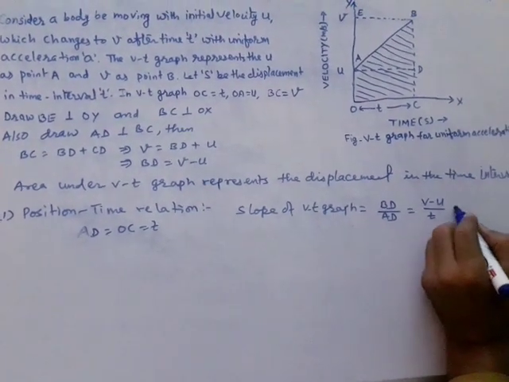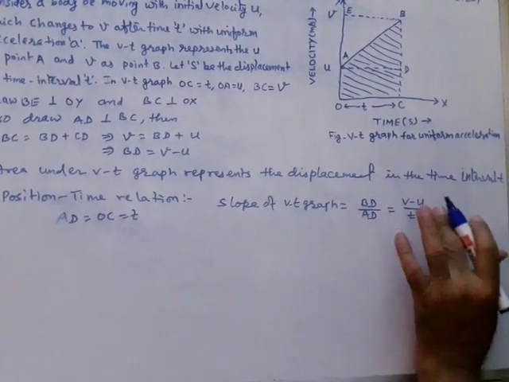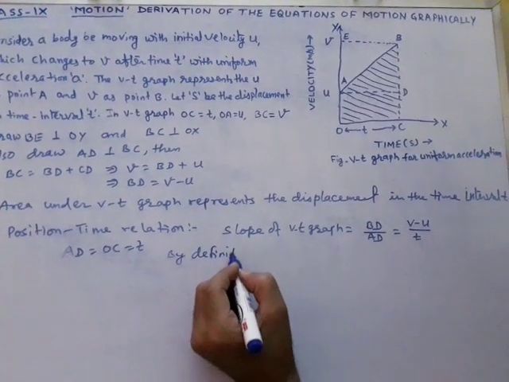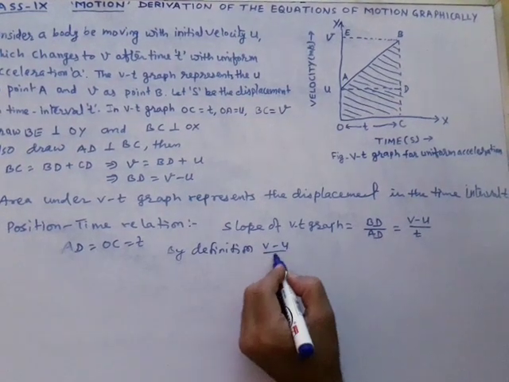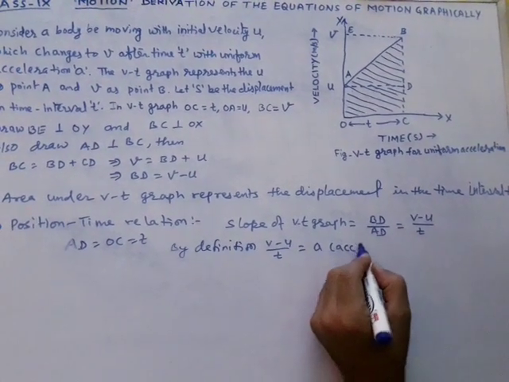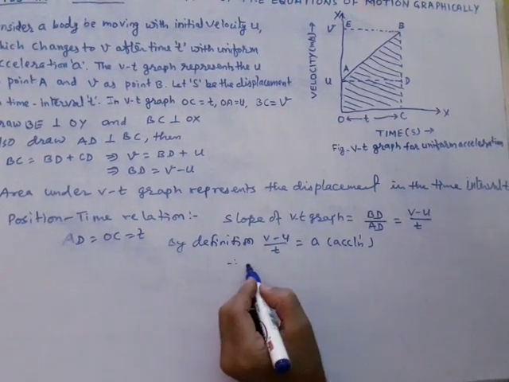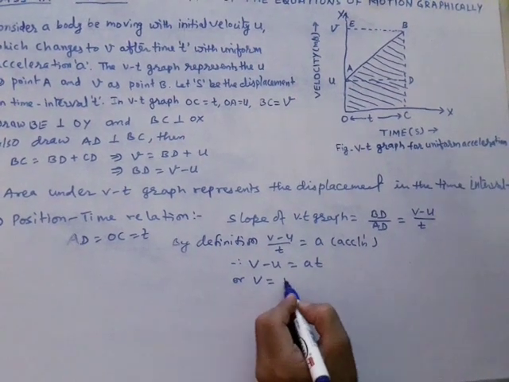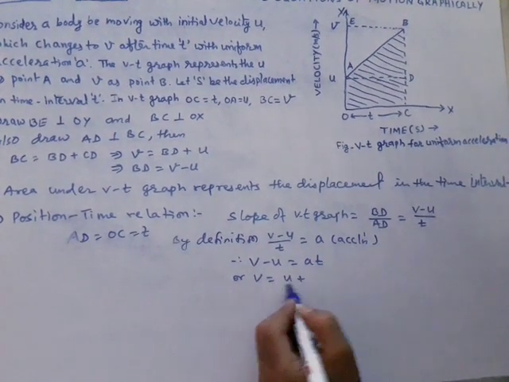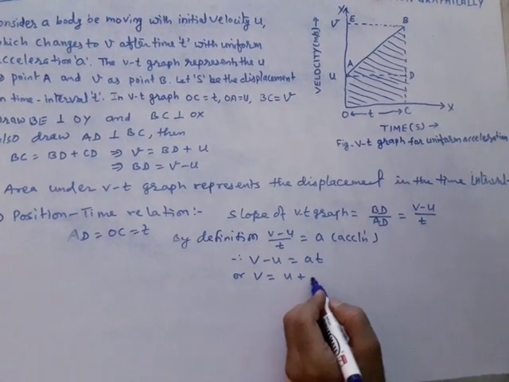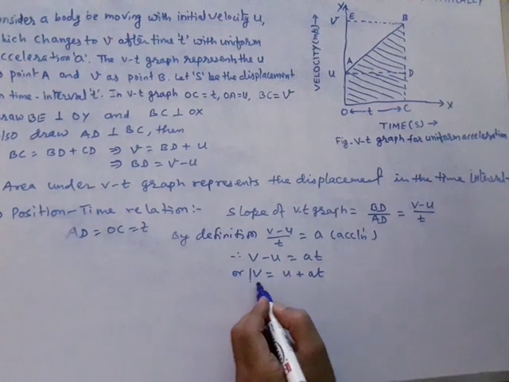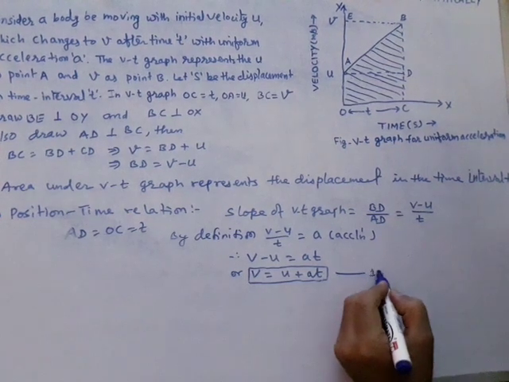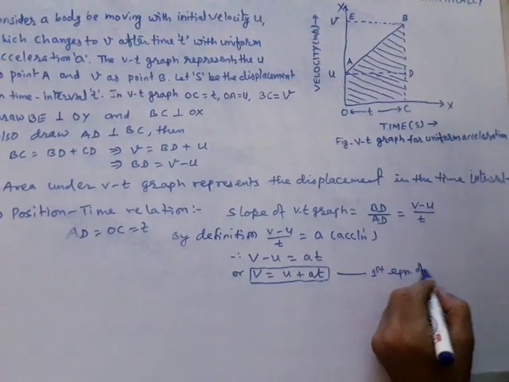But as we know, this gives us the acceleration, the rate of change of velocity. By definition, v minus u by t is equal to a, the acceleration. Therefore, v minus u is equal to at, or v is equal to u plus at. Transferring u to the right side, it becomes positive. So v is equal to u plus at. This is known as the first equation of motion.